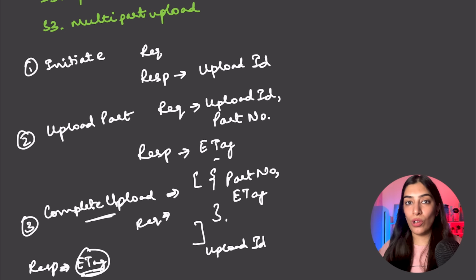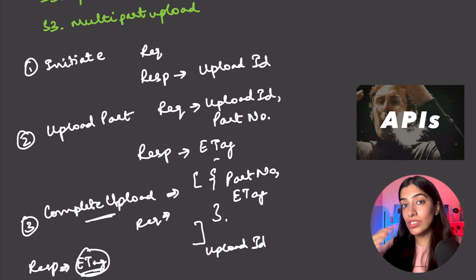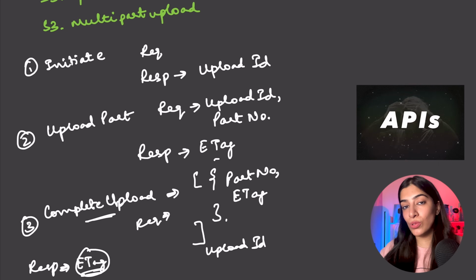And this E tag will also be different. So we are going to be implementing the code for this. We need to write 3 APIs on our upload service. We need to make the 3 API calls from upload service to S3.